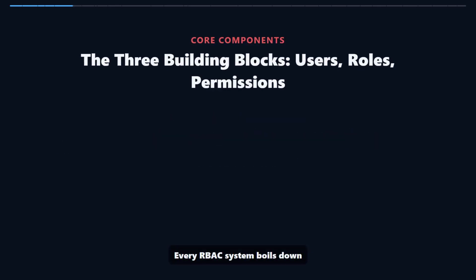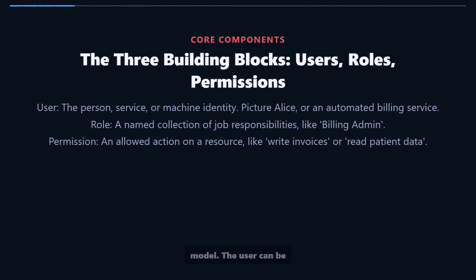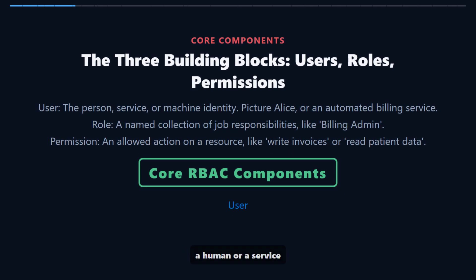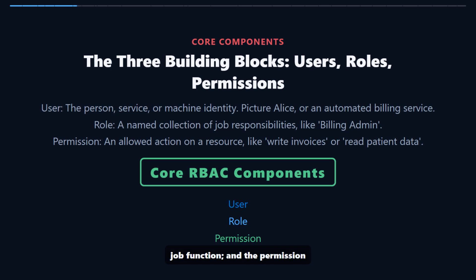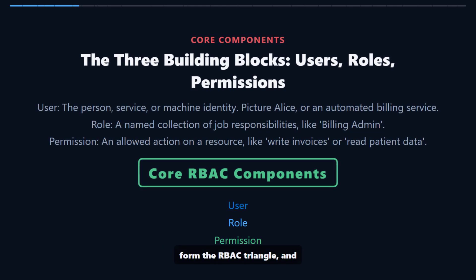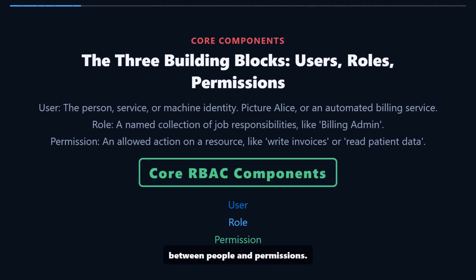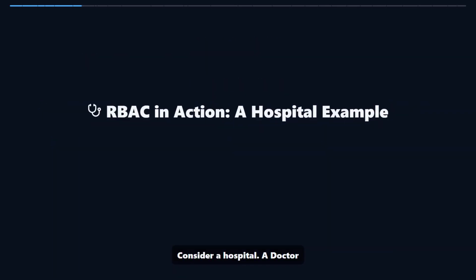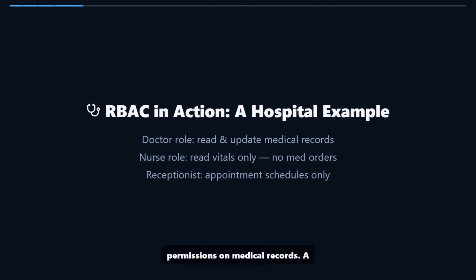Every RBAC system boils down to 3 pieces, and missing any one of them breaks the model. The user can be a human or a service account. The role encapsulates a job function, and the permission is a granular action on a specific resource. Together, they form the RBAC triangle, and roles sit right in the middle as the translation layer between people and permissions.